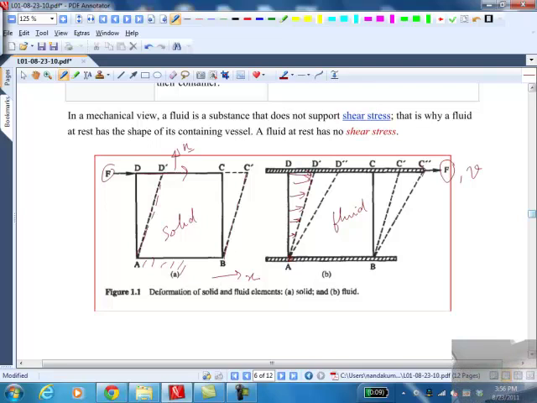So I can define my velocity gradient as delta V divided by delta Y. In the limit, this is what we call dV dy, the rate of strain, the velocity gradient. Of course, our question is, how does that velocity gradient depend on the force that we are applying? Newton's law tries to answer that question.